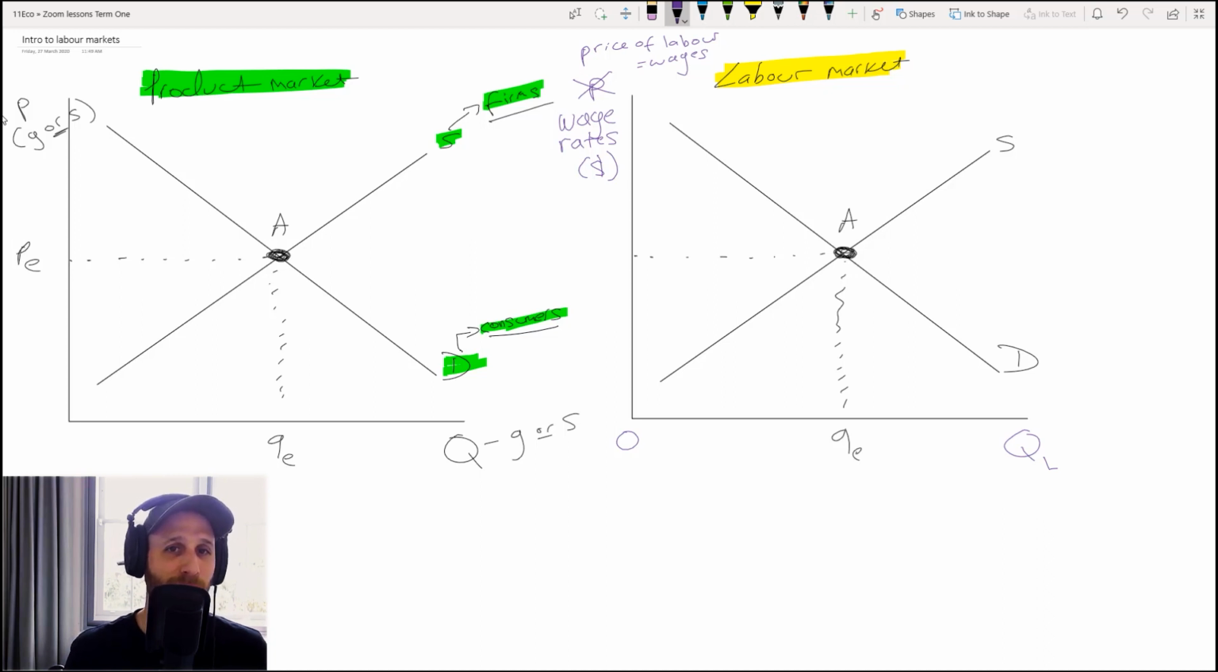So this axis now represents wage rates, and we can say that that represents the equilibrium wage, WE. Here it was PE, here it is WE. Okay, so we've still got quantity E, the equilibrium quantity of labor, just as QE here is the equilibrium quantity of goods and services.